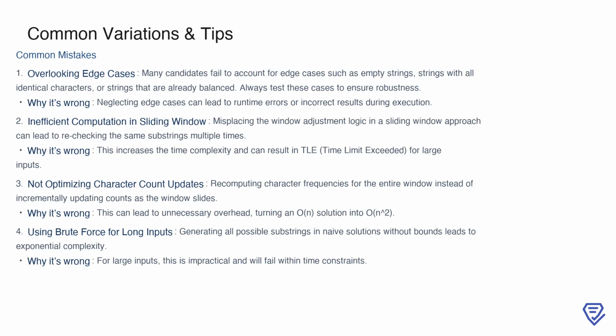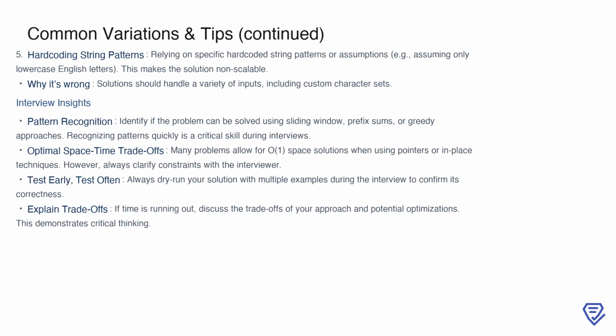Finally, some candidates resort to brute force methods for long inputs, generating all possible substrings. While straightforward, this approach leads to exponential complexity and is impractical for large datasets, as it won't meet time constraints. Hardcoding specific string patterns is another mistake to watch out for. For instance, assuming only lowercase English letters in your solution can make it non-scalable and unable to handle diverse or custom character sets. Instead, your solution should be generic enough to adapt to various inputs.